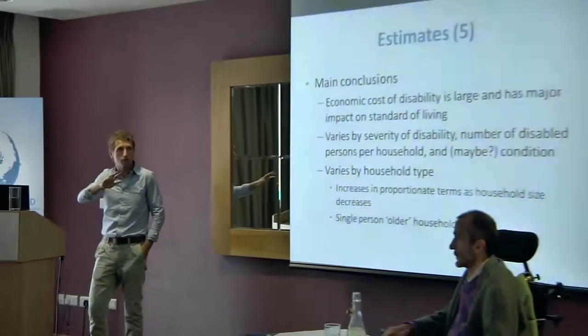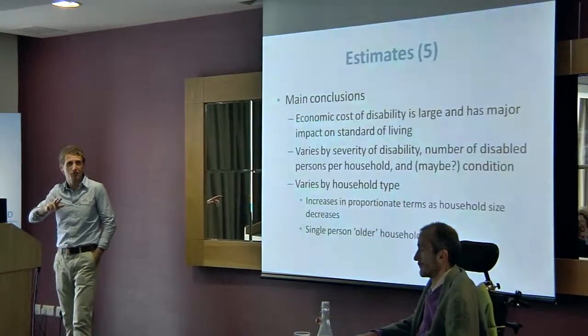Similarly, there's a really strong gradient in these cost estimates if we distinguish by severity of disability, or the degree to which a person is limited by that disability. We find that those most limited are by far the ones most affected by these extra costs. And maybe that's something we need to think about when targeting a particular policy, say, for example, in relation to a cost of disability. Okay, so main conclusions, because I think I've maybe got 1 minute.